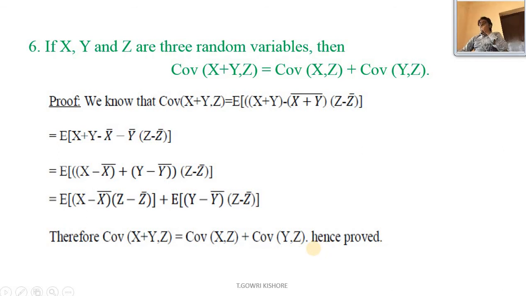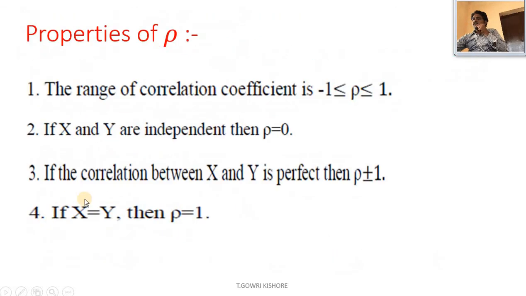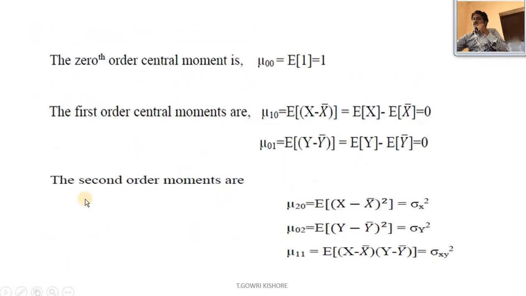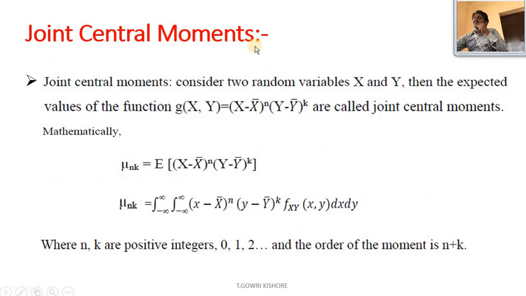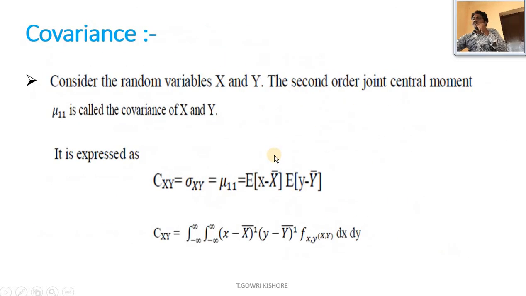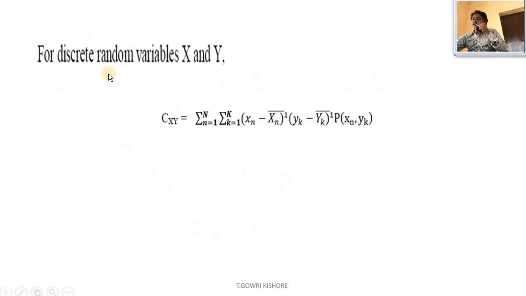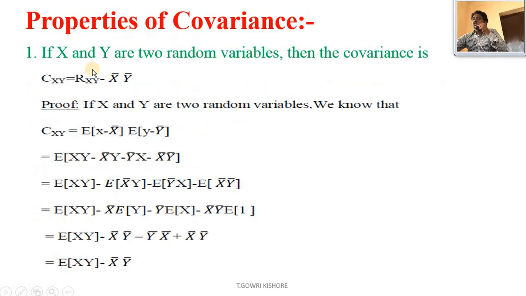Okay guys, so in this section we have studied joint central moment. After that we studied the order of the joint central moment, and how to represent joint central moment for n random variables. After that we went to the covariance, after that we went to the correlation coefficient, and then we studied the properties of the covariance.